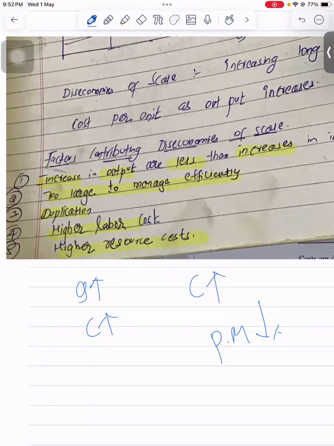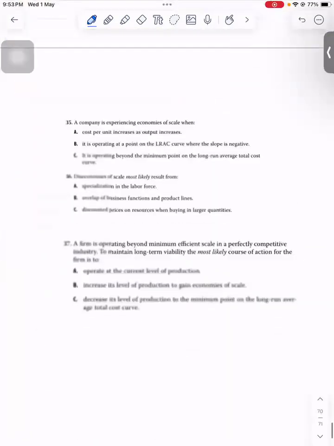Okay, any confusion in this? Is this clear? Economies and diseconomies of scale. Now try the last three questions.